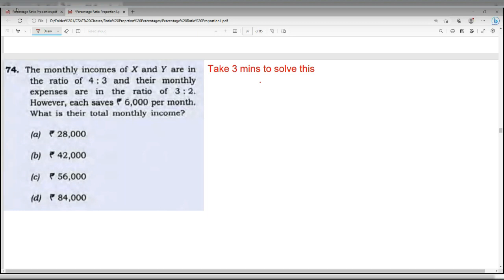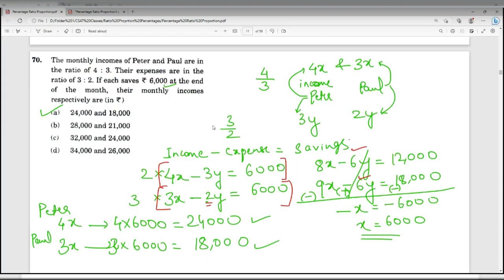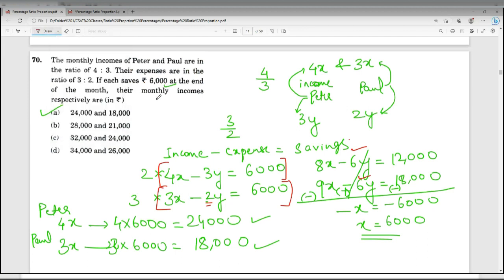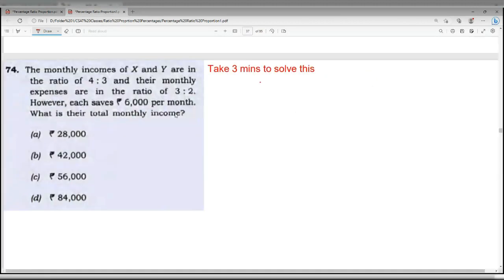So this question is similar to this question. Here they had asked about Peter and Paul. And in both the cases, their savings are 6,000. But the question that they had asked was different here. In this case, they asked what are the monthly incomes respectively for each person. In this question, they have asked what is the total monthly income. So you have to add the monthly income of X and Y.